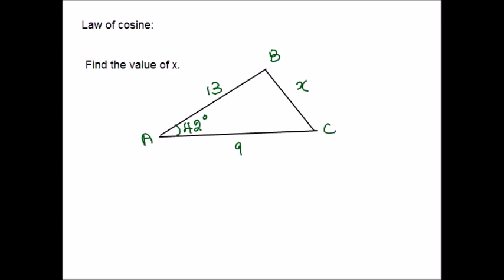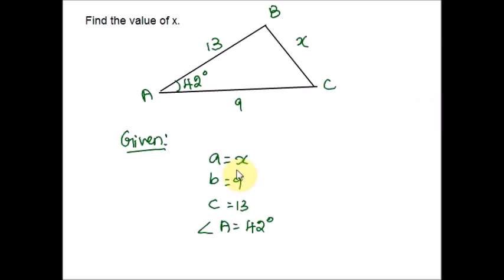Okay, law of cosines, here we come. In this case, we will say b equal to 9 and c equal to 13. Am I right? And this will leave x equal to a, because that is the side opposite to angle A. And angle A is 42 degrees. So these are the given information.